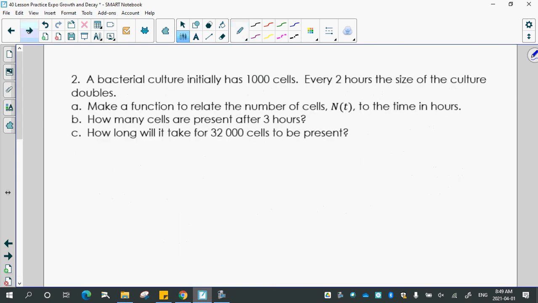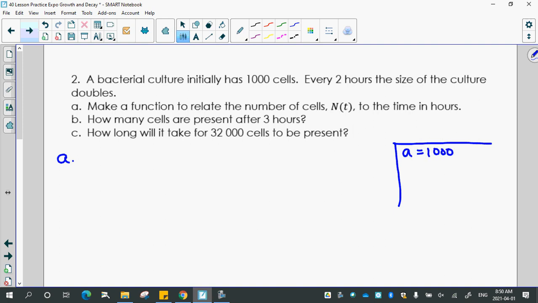Okay. A bacterial culture initially has 1,000 cells. Every 2 hours, the size of the culture doubles. A, make a function to relate the number of cells n at t to the time in hours. Okay, so we're still going to start off with our givens, things we know. So out of the information from the question, what can you pick out that we know? A is 1,000. Good.